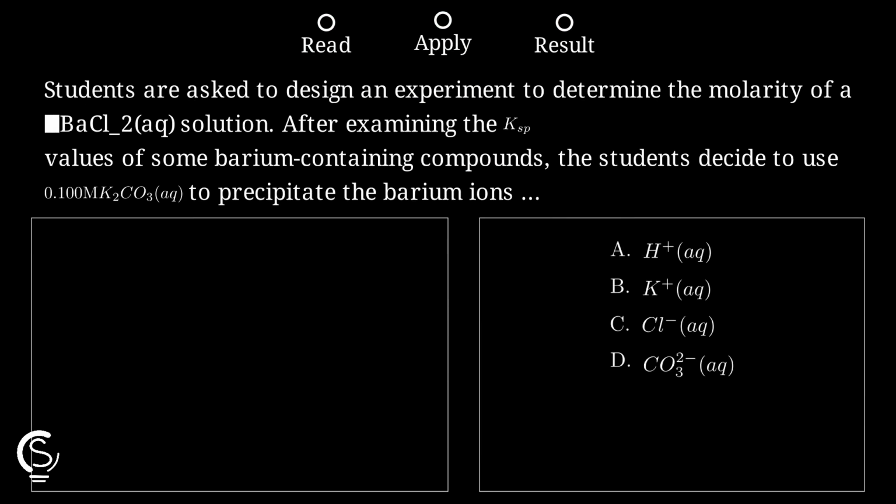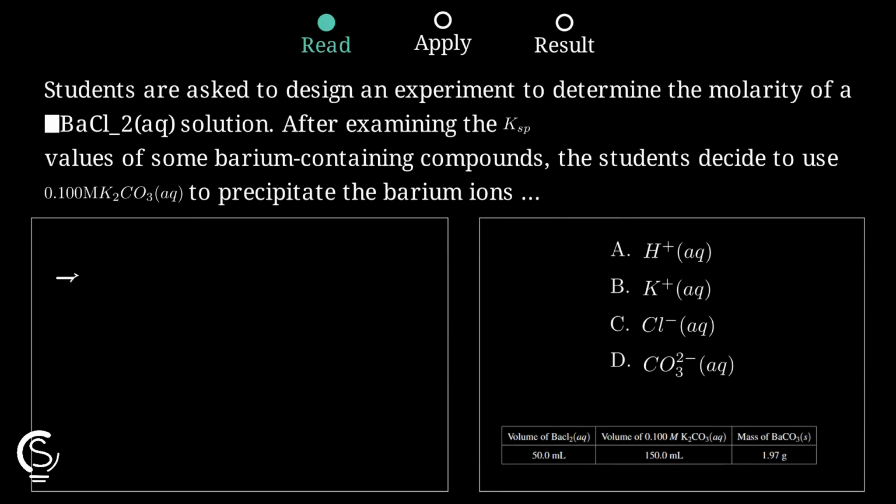First, look at the stoichiometry of the reaction. For every mole of barium chloride, we use 1 mole of potassium carbonate, which releases 2 moles of potassium ions into solution.